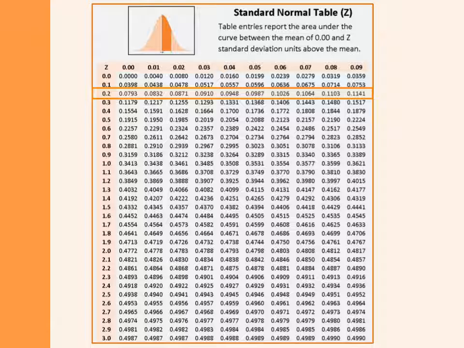Highlight the row of 0.2, add 0.03 to that, so we'll highlight the column of 0.03, and we see that those two areas intersect at a value of 0.0910. So 0.0910 area under the curve falls between the mean of 0 and a z-score of minus 0.23.